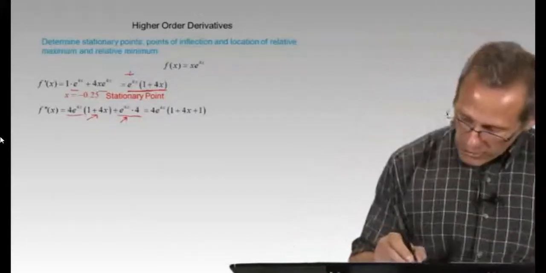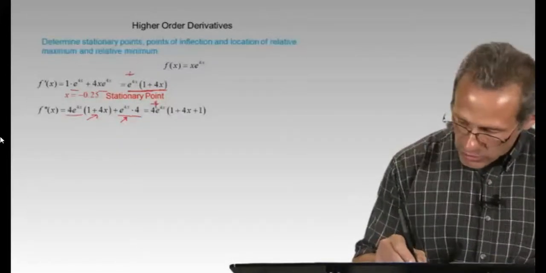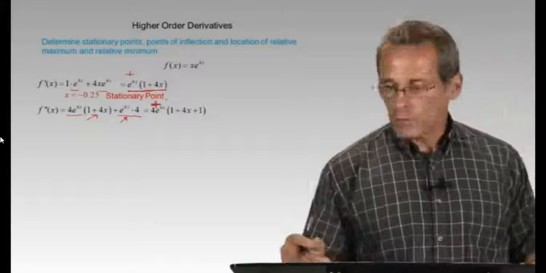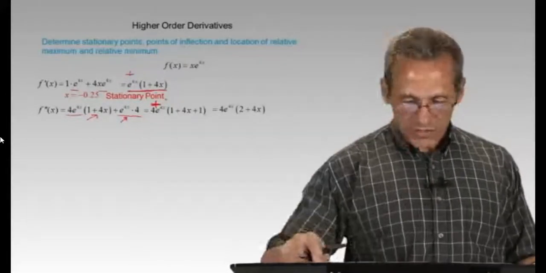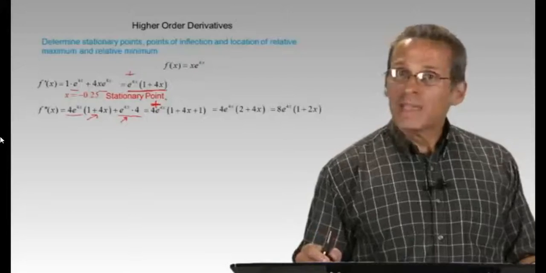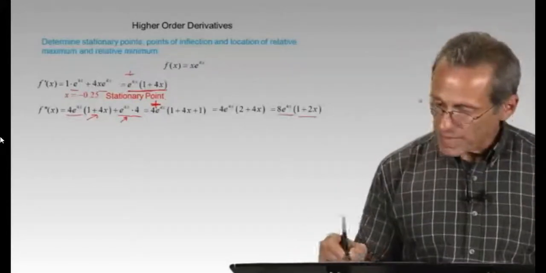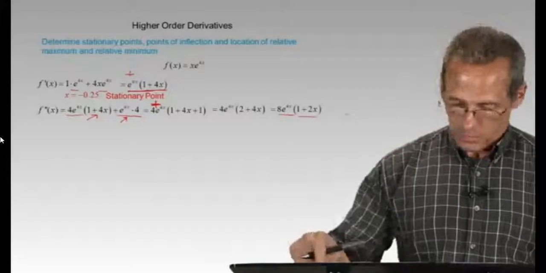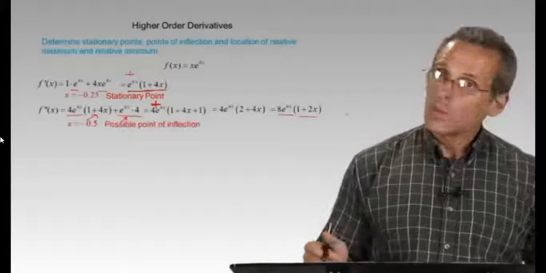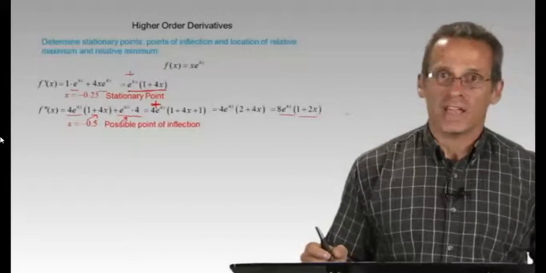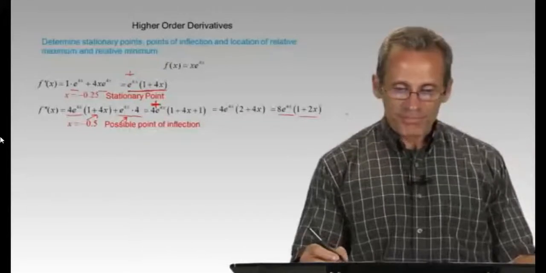Now, 4 times e to the 4x is always positive. So when I set my second derivative equal to 0, I'm only worried about the factor 2 plus 4x. If I solve, I can make it easier on myself if I factor out a 2, and I can quickly see x is equal to negative 1/2. What do we know? Well, we don't have an inflection point yet. We have a possible inflection point. We have to look at points left and right of negative 1/2.